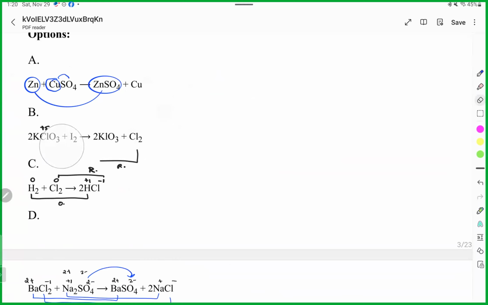In this case, what is happening? Iodine displaces chlorine. Or you can say chlorine displaces iodine, right? Iodine displaced chlorine here. Make sense?